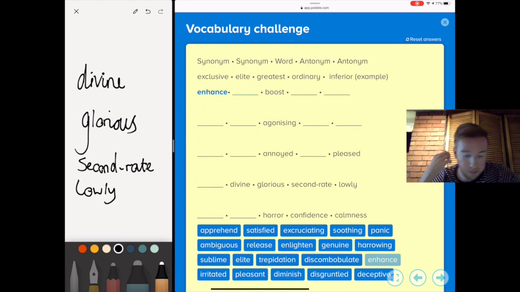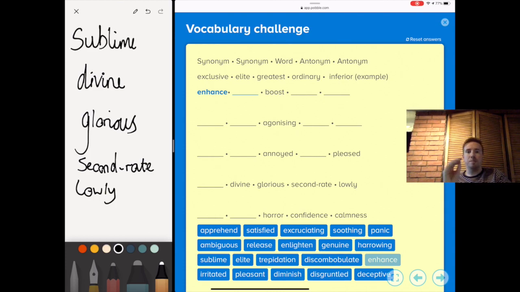Sublime, I think. Yep, sublime. Sublime is a beautiful word. I really like sublime. Sublime means it's absolutely perfect. And sublime, again, has connotations in my head of meaning that sleek. So if something's sublime, it's sleek and it's perfectly crafted.